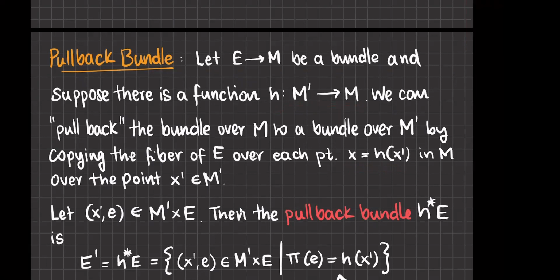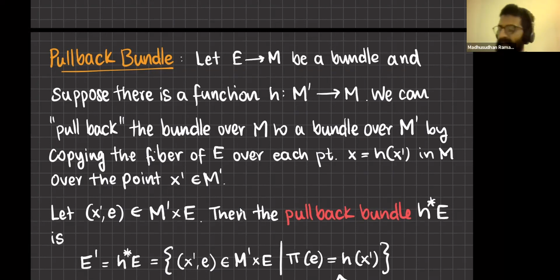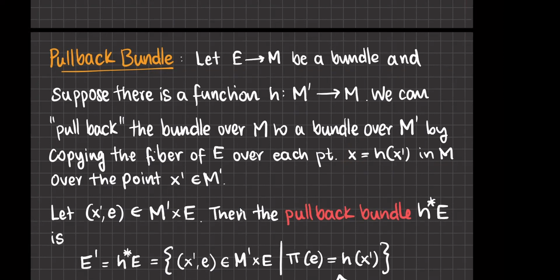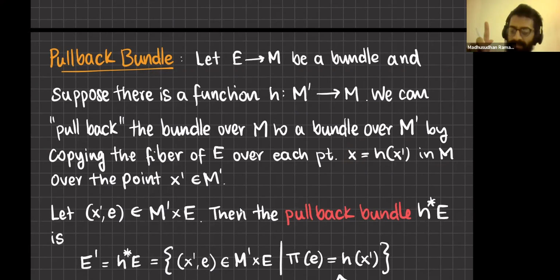Just to understand, given some x, you construct h of x prime and then find its pre-image under pi? No. So x is a point that sits in M. Now, if I consider the pre-image of x under the projection, that's going to give me the fiber over x. Exactly. Yes. So what I do is copy that fiber over x prime, when x is equal to h of x prime.